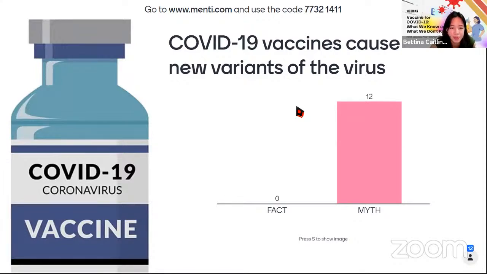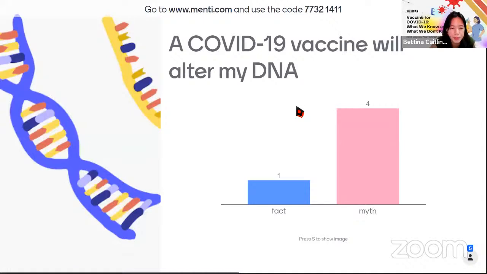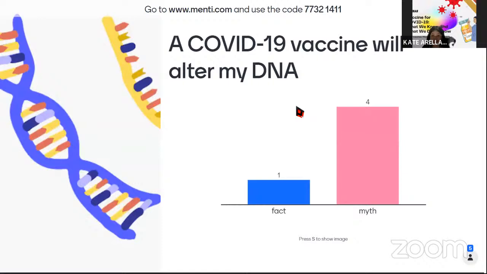Okay, so let's proceed now. They are answering na, no? So now for the second and the last question actually. So a COVID-19 vaccine will alter my DNA. Okay, so there is one person who answered fact and 4 persons answered myth. So what do you think, guys? Okay, so the answer is actually myth.